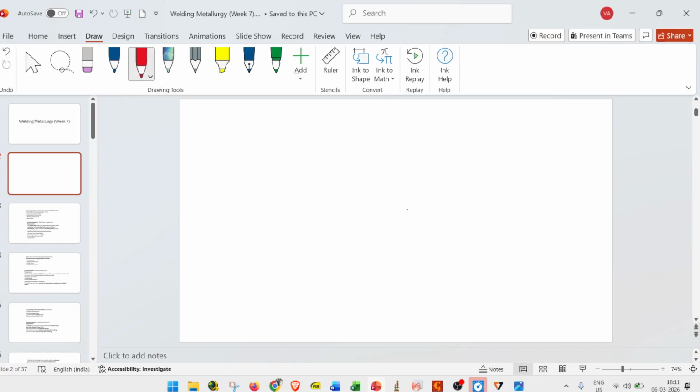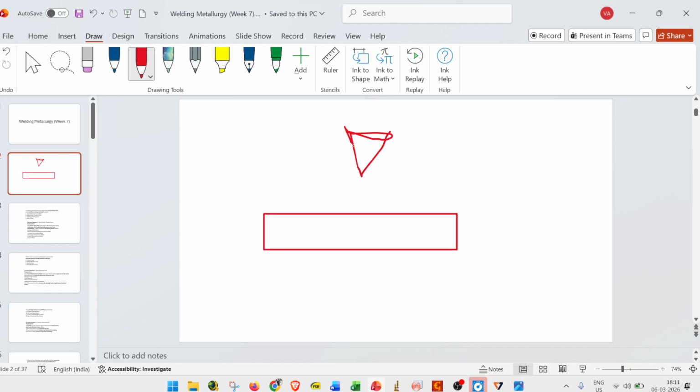suppose I consider TIG welding, it will generate an arc. This is the welding arc tip, the electrode tip. This is the workpiece. Okay, so this is how the arc is generated. In this arc, the temperature reaches around 5000 degrees centigrade, or more than 5000, which will melt any material, any element. Okay.